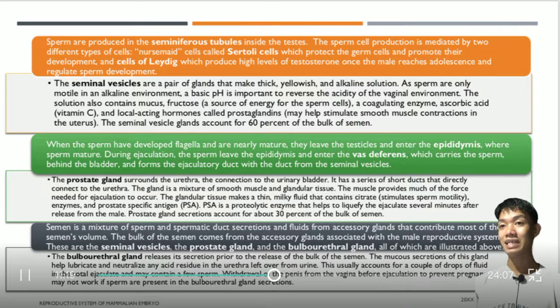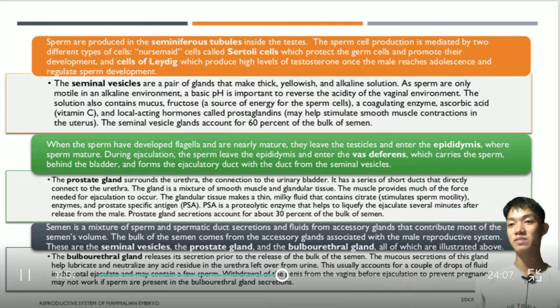So the prostate gland surrounds the urethra, the connection to the urinary bladder. It has a series of short ducts that directly connect to the urethra. The gland is a mixture of smooth muscle and glandular tissue. The muscle provides much of the force needed for ejaculation to occur. The glandular tissue makes a thin, milky fluid that contains citrate, which stimulates sperm motility, enzymes, and prostate-specific antigen, which means PSA.